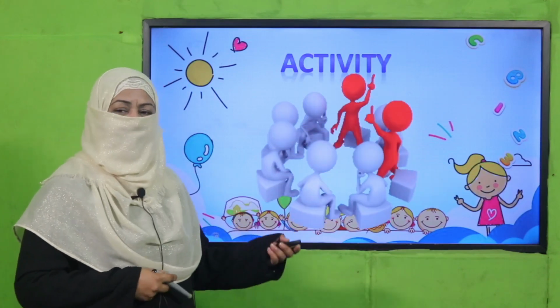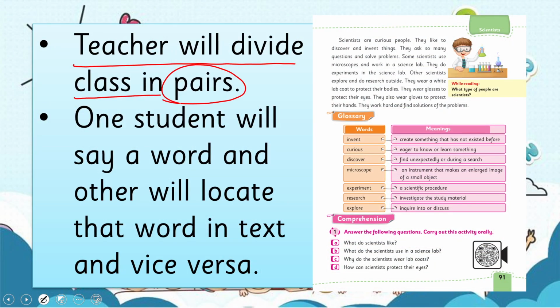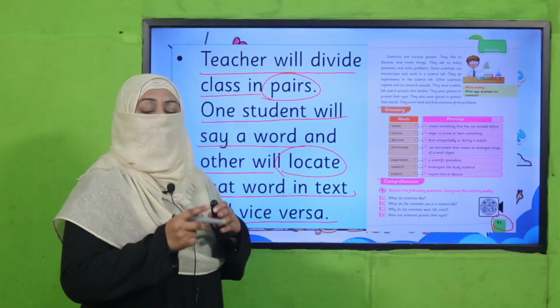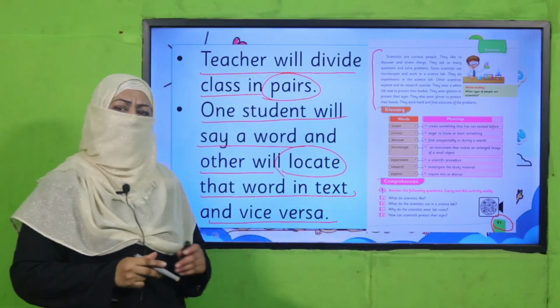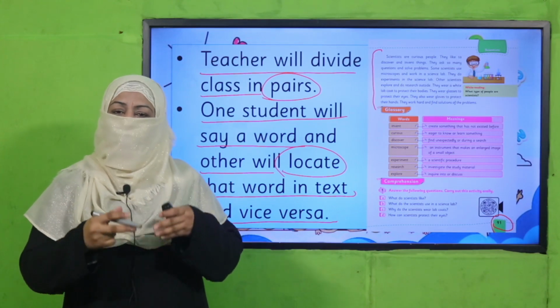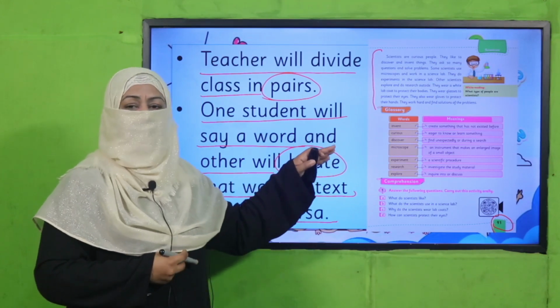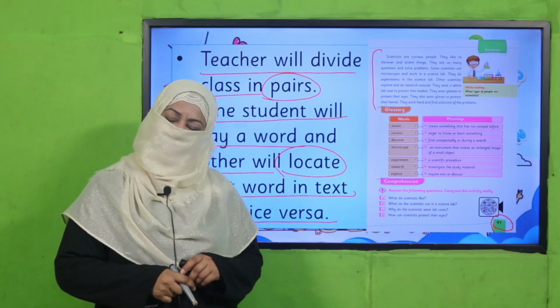Okay, so let's practice this through a beautiful activity. What we are going to do, your teacher will divide class in pairs, right? One student will say a word and other will locate that word in the text and vice versa, okay? You may take the text of this unit or any of the book, whatever your teacher gives to you. One of you will say a word and other will find out where that word is written in this text. It's a very interesting activity, and teacher makes children to enjoy it, do it for the maximum time that they find out how to locate words. What is said, how to find it in written text. Okay, so pause the video, enjoy the activity, and then come back.